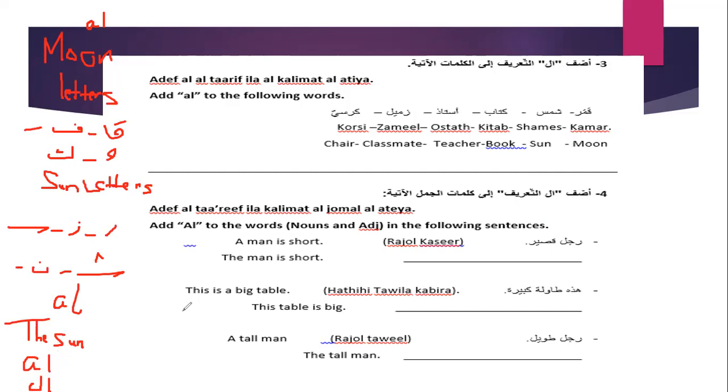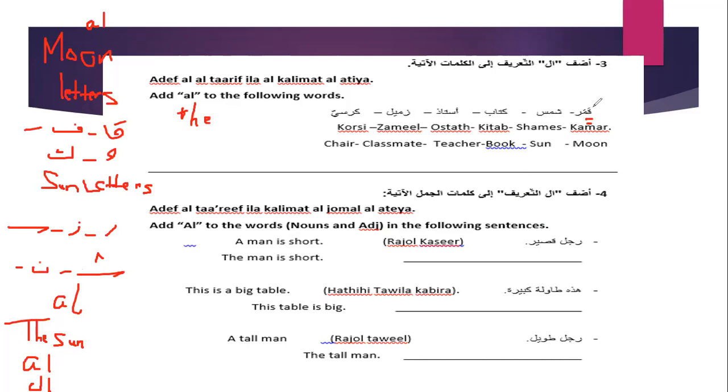Let's take the following examples in order to explain this. Here we are saying add al to the following words. Here we have Qamar, which is moon. We have to see if the first letter is a moon letter or a sun letter. To solve this question, you are going to look at the PowerPoint lecture to see the list of the moon letters and the list of the sun letters.